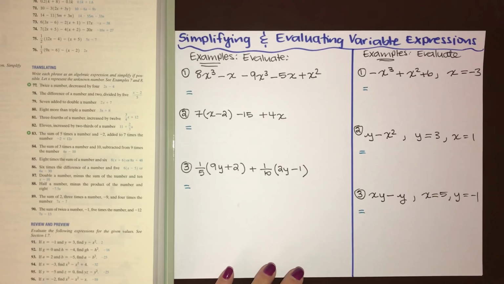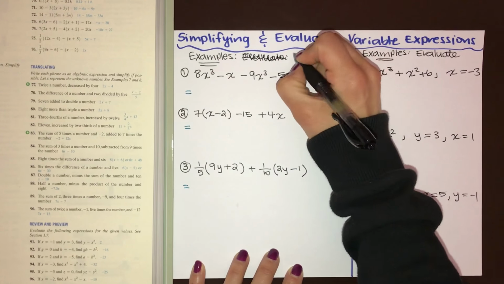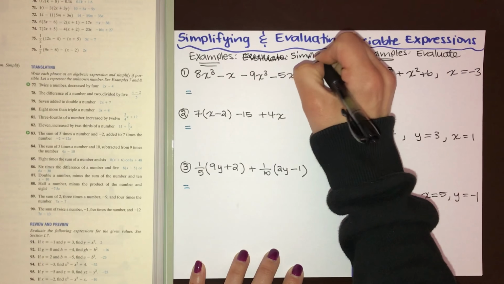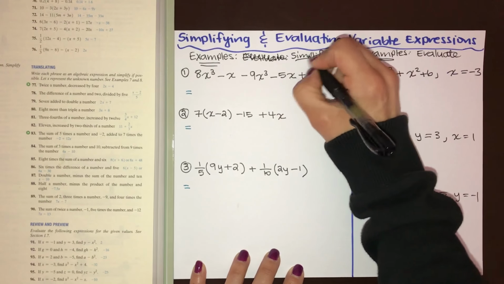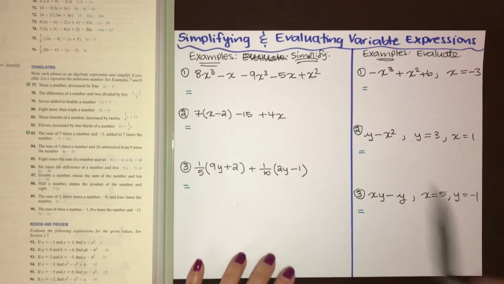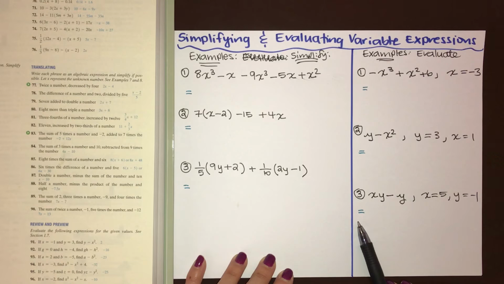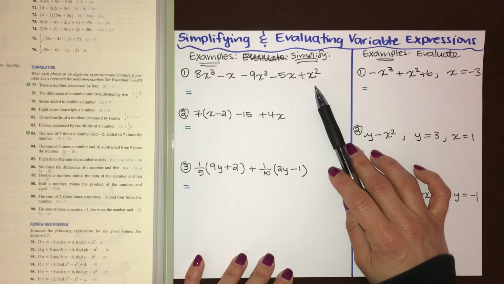So we have two parts. For the first one, we would actually like to simplify. And then the second part, we want to evaluate. So we are looking at variable expressions. All of these examples are variable expressions. They do not contain an equal sign, and we cannot solve for the variable. We can just simplify. So for the first example, simplify means, in this case, to combine like terms.